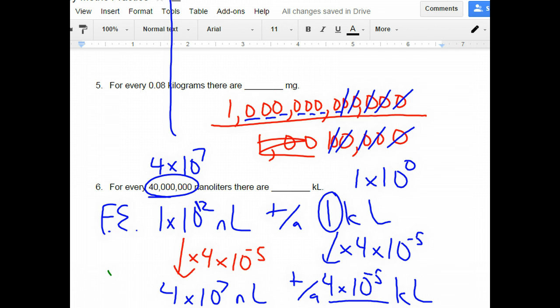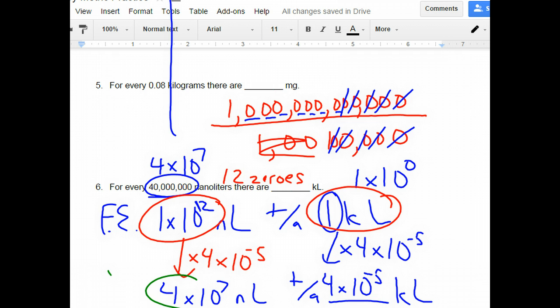Okay, I hope that helps. Also, you can kind of see that relationship here. The difference between this and this is 12 zeros. The difference between this number and this number, well, 4 and 4 are the same, 10 to the 7 and 10 to the negative 5th, that is also 12 zeros.